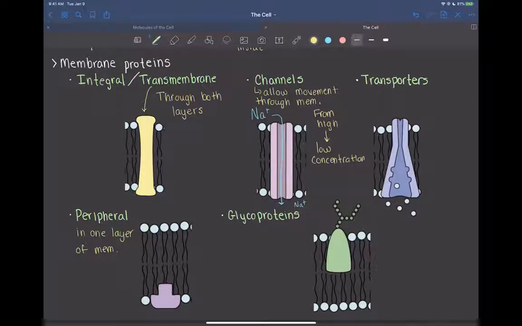There are also transporters. Transporters allow movement through the membrane.